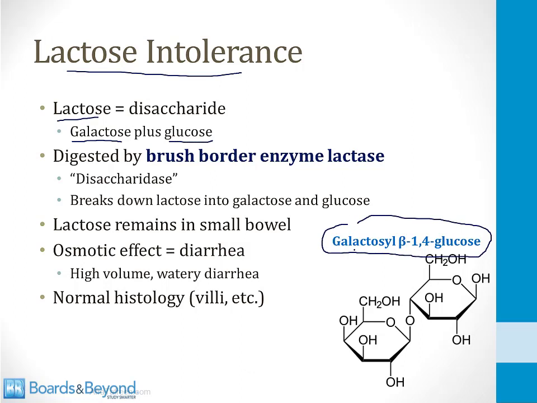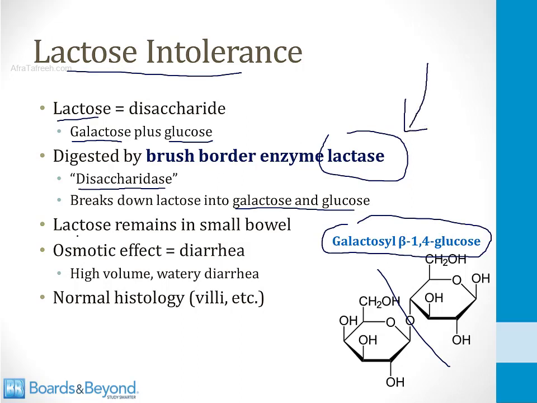Now, lactose can't be absorbed directly by the intestine, so there is a brush border enzyme called lactase, which is an example of an enzyme class called a disaccharidase that breaks down disaccharides. And lactase breaks down lactose into galactose and glucose. Basically, it splits the molecule in half, and then the molecule of glucose and the molecule of galactose can be absorbed separately. People who have lactose intolerance have dysfunction or absence of the enzyme lactase.